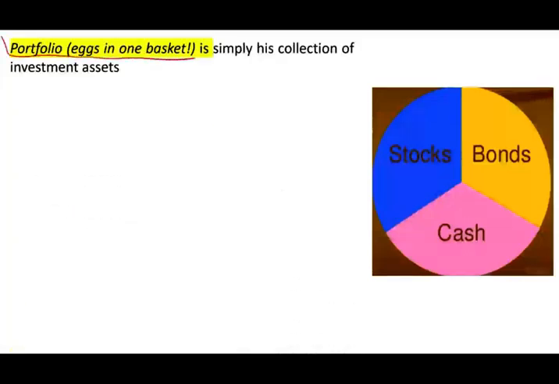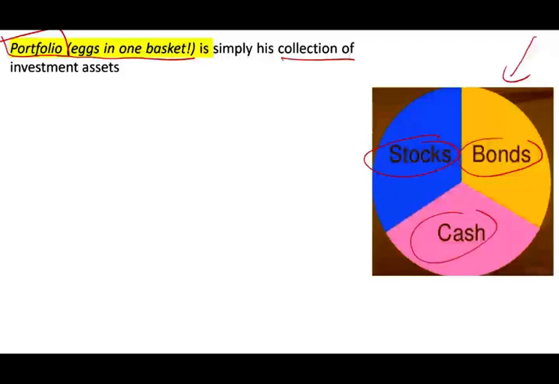And what is a portfolio? A portfolio is a collection of investment assets. What are we talking about here? For example, this is a portfolio that consists of bonds, stocks, and cash. It's one-third, one-third, one-third, but this is what we have here.